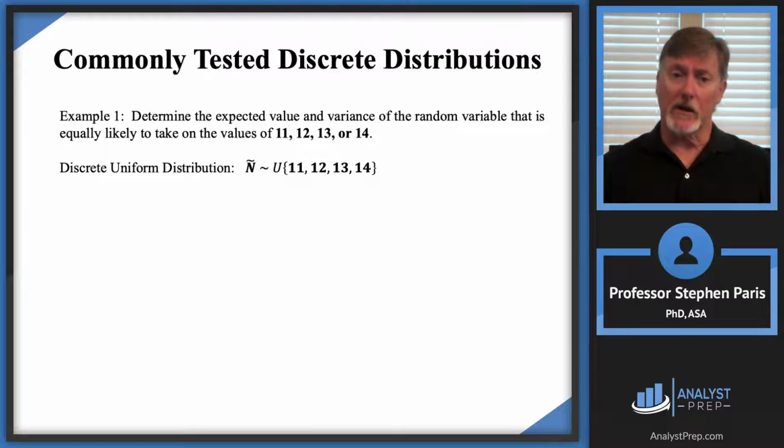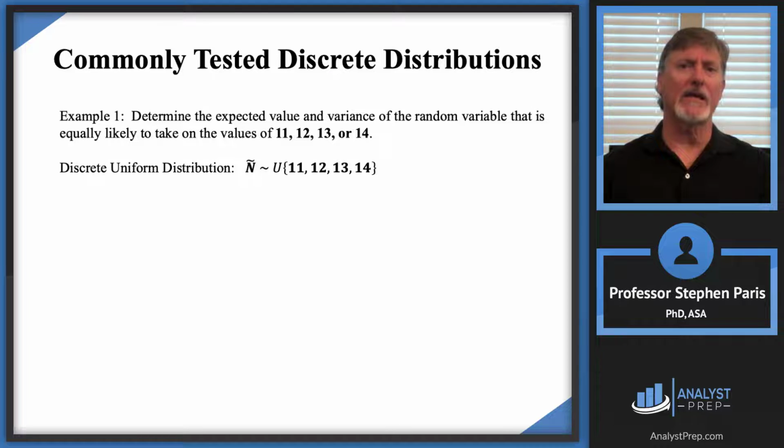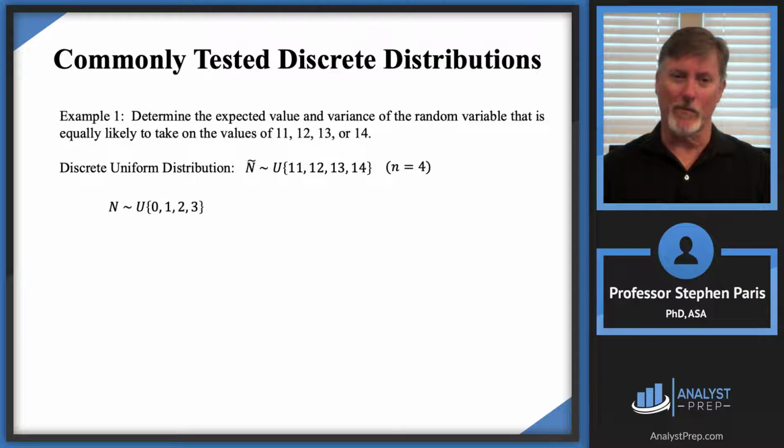Well, equally likely to take on those values means it's a discrete uniform distribution on those values. I'm going to use not the capital N that I've been using before for the uniform distribution on the points 0, 1, 2, and so forth, but an N tilde here, since this is on different points, 11, 12, 13, and 14. There are still 4 points, so this is a 4-point discrete uniform distribution. Now my standard 4-point discrete uniform distribution, which I've been calling N, is on the points 0, 1, 2, and 3.